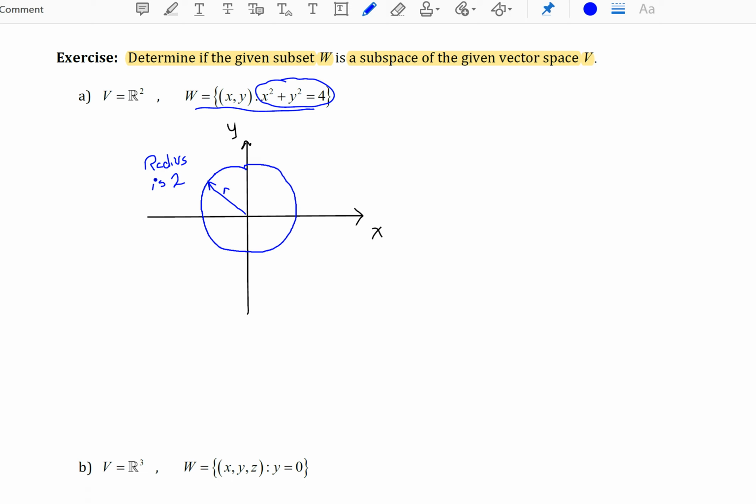And so since the radius is 2, we should know that some of the points that live on the circle, at least some easy ones, might be 2, 0, negative 2, 0, 0, 2, maybe 0, negative 2. And so we either want to verify that this is a vector space by showing the closure properties, or identify which of the properties it fails.